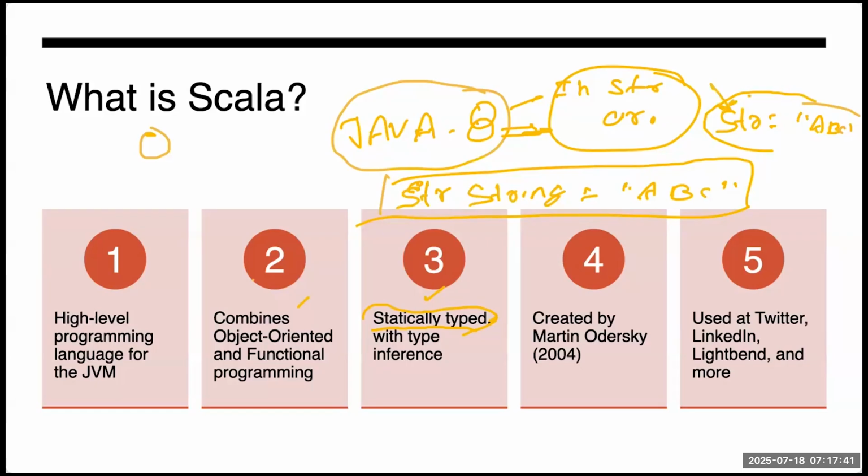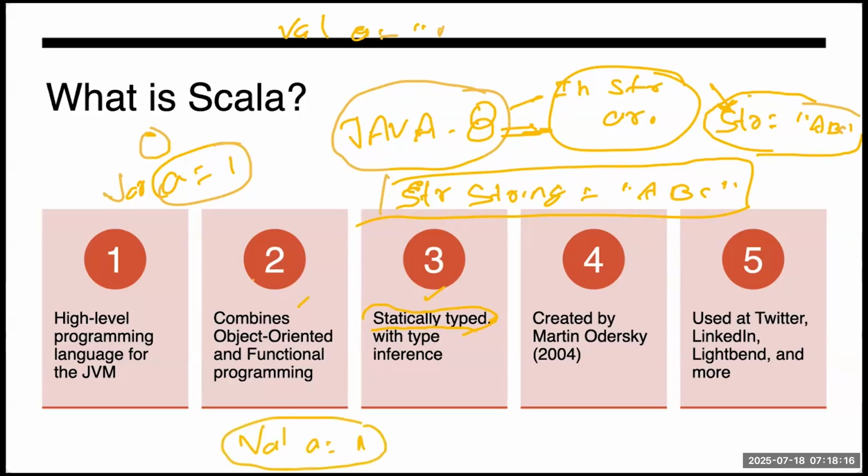Okay, you got this or not? Yep. So you don't have to define the type. If you define it, well and good. If you don't define it in Scala, it will automatically understand that this is a string. If you write something like a equal to 1, anyway we have var and val, we'll look at that. But let's suppose you mention val a equal to 1. So in this way, Scala understands that it is an integer.